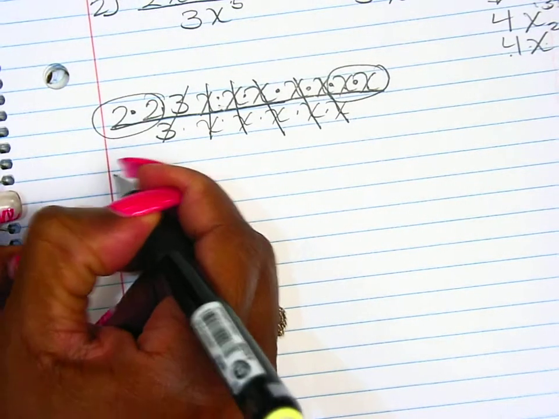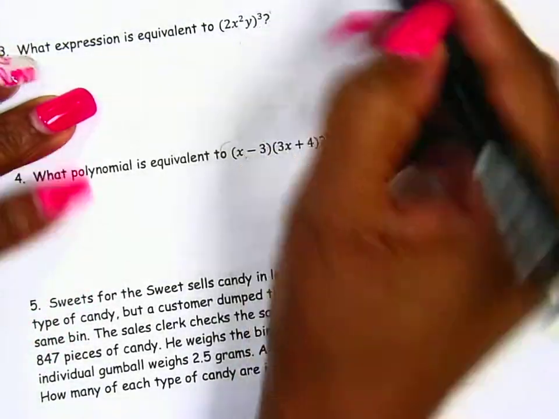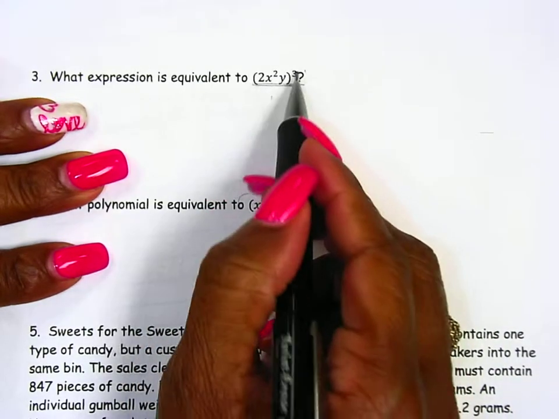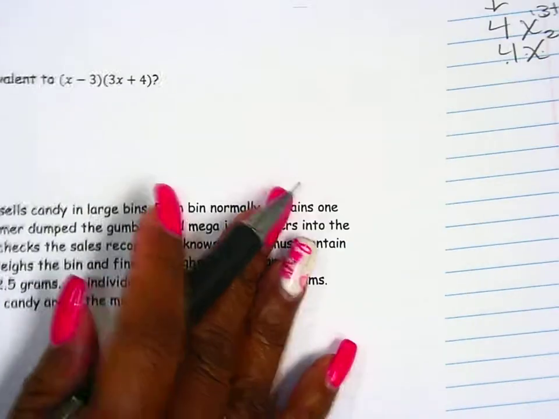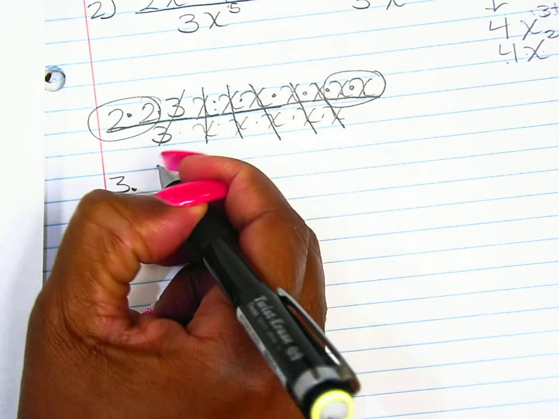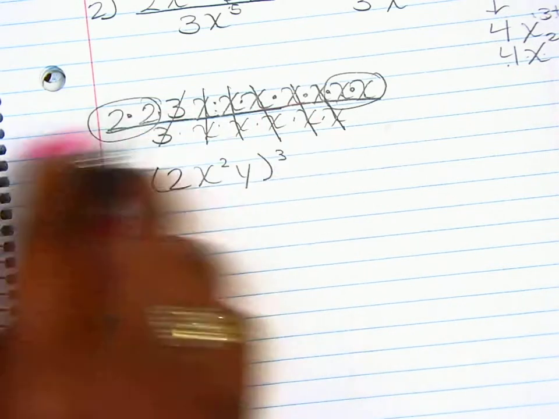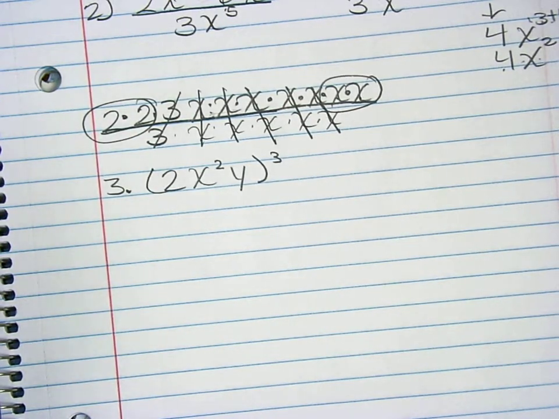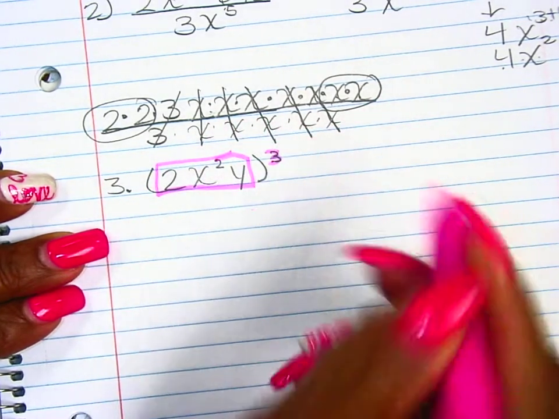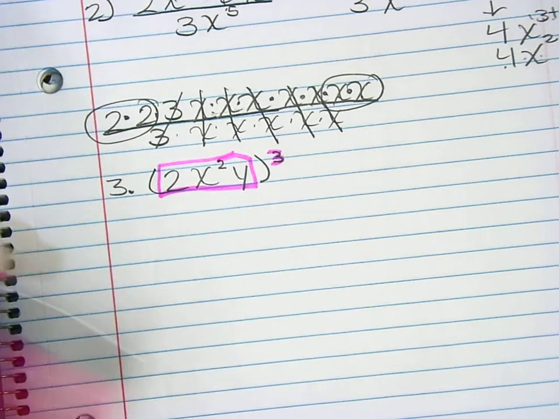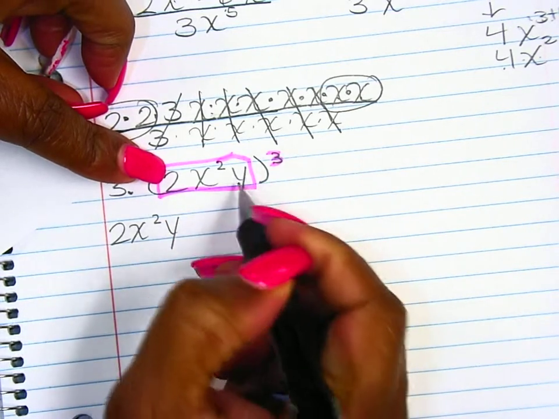So number 3, let's do number 3, some more exponent laws. Here it wants us to rewrite this to the third power. Think about it: when you're cubing something, you're finding the volume of a cube in this case. So here we have 2 times x squared times y, all raised to the third power. This is the base for the exponent 3, therefore we're going to write that 3 times. So the base is 2x squared y, and the exponent is 3.